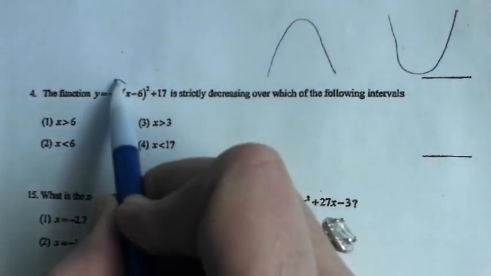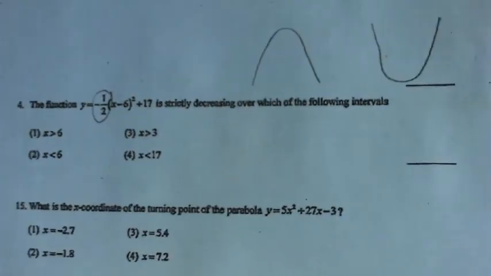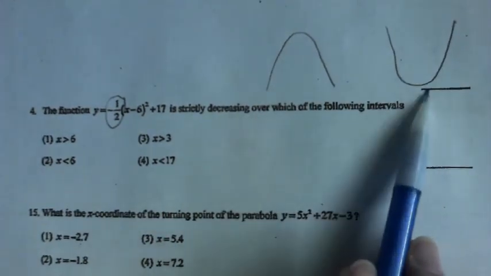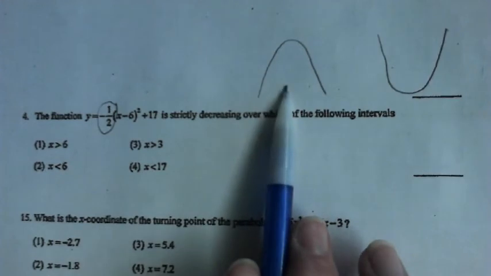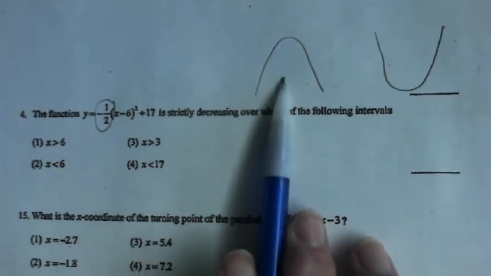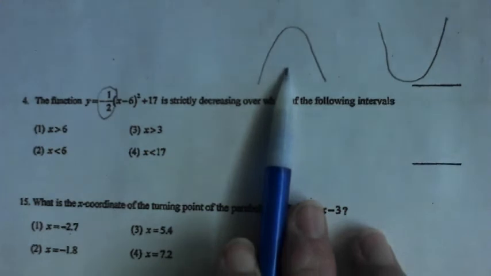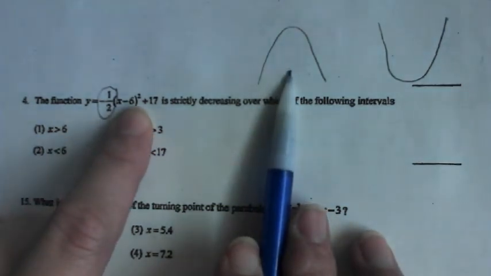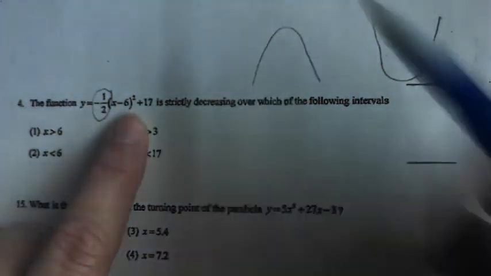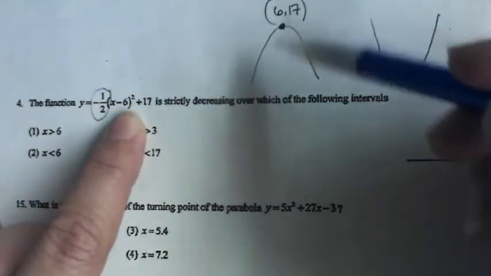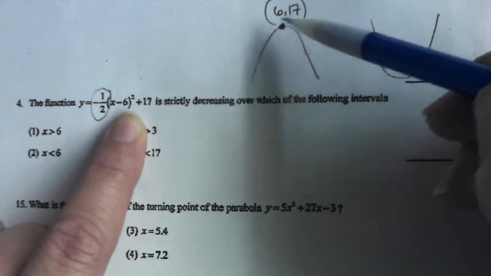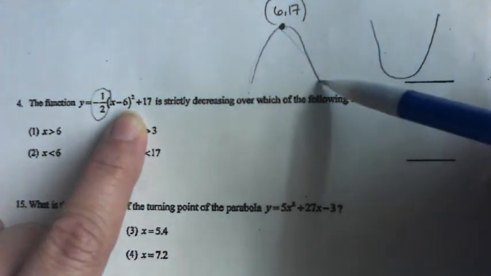If you have an a value that's negative, does this open up or open down? Open down, right? Because the parabola opens up and a negative out in front flipped it. So if it opens down, and what's our vertex here? Chris Brooks, what's our vertex in this one? If I were to label this. 6, 17. So this is increasing from negative infinity to 6, and then it's decreasing from 6 to infinity.